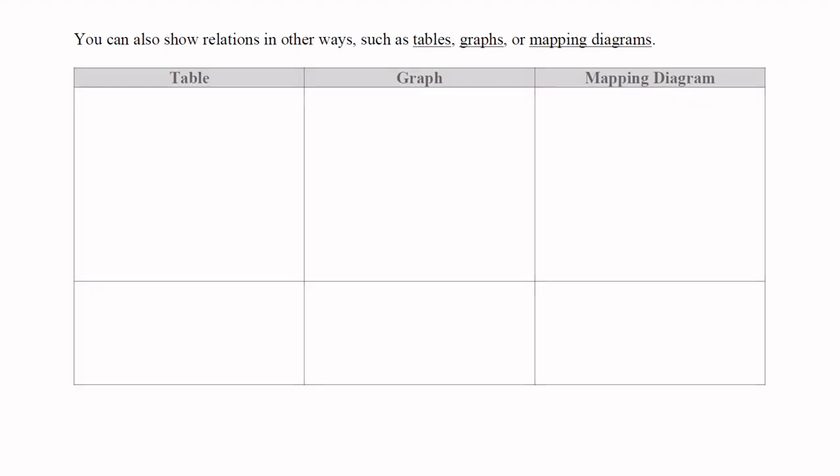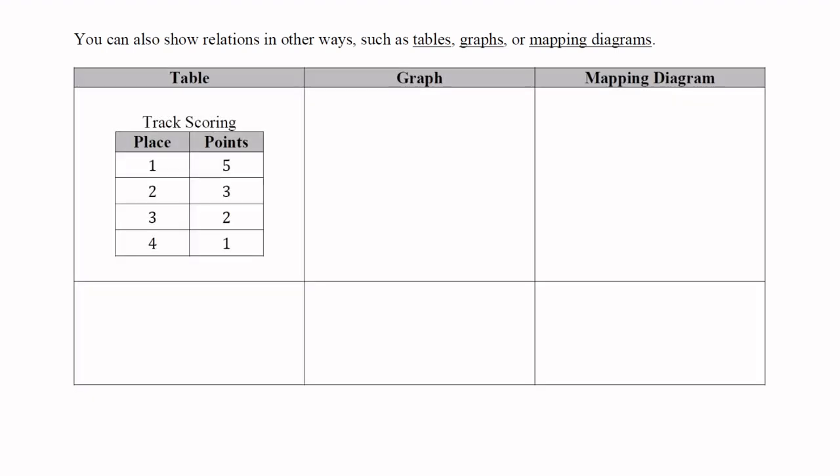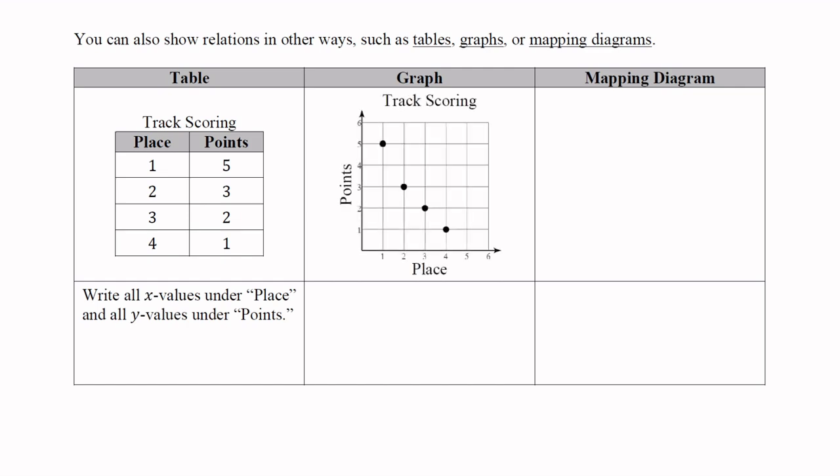You can also show relations in other ways, such as tables, graphs, or mapping diagrams. So a table, in this situation, would essentially take your x value and your y value and put them side by side in each row of the table. So we have here, first place is worth 5 points, second is worth 3, third is worth 2, and 4 is worth 1. You can see each of our ordered pairs row by row. You're going to write all the x values under place and all the y values under points.